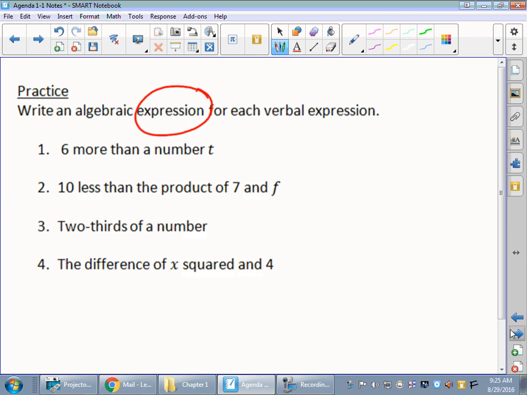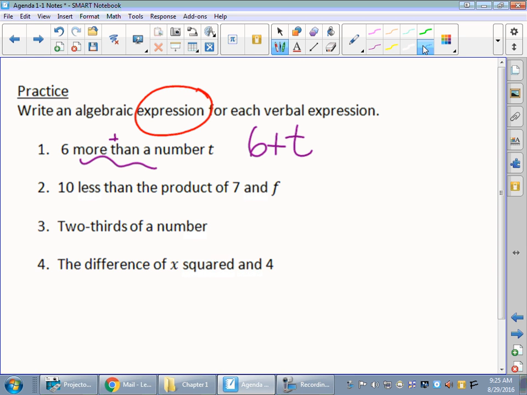Hint, hint. So if we're going to take 6 more than a number t, what mathematical operation are we going to do? Add, subtract, multiply, divide, or use an exponent? More than, right, tells you that you're going to add. So I've got 6 plus t. Of course, if you put t plus 6, you would be right because we can switch up the order for adding.